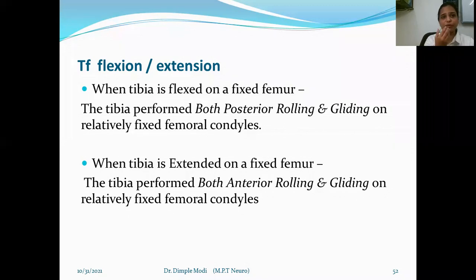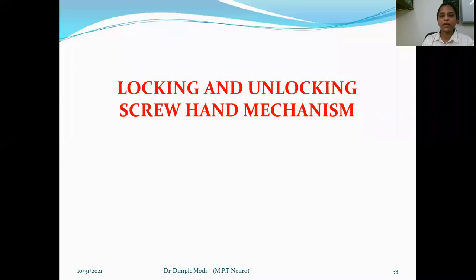If you have heard about the test we perform when there is a ligamentous injury, you check. Not that much movement occurs, but there is a bit of varus and valgus movement at the knee joint also. Now we'll study the locking and unlocking mechanism, that is the screw home mechanism.